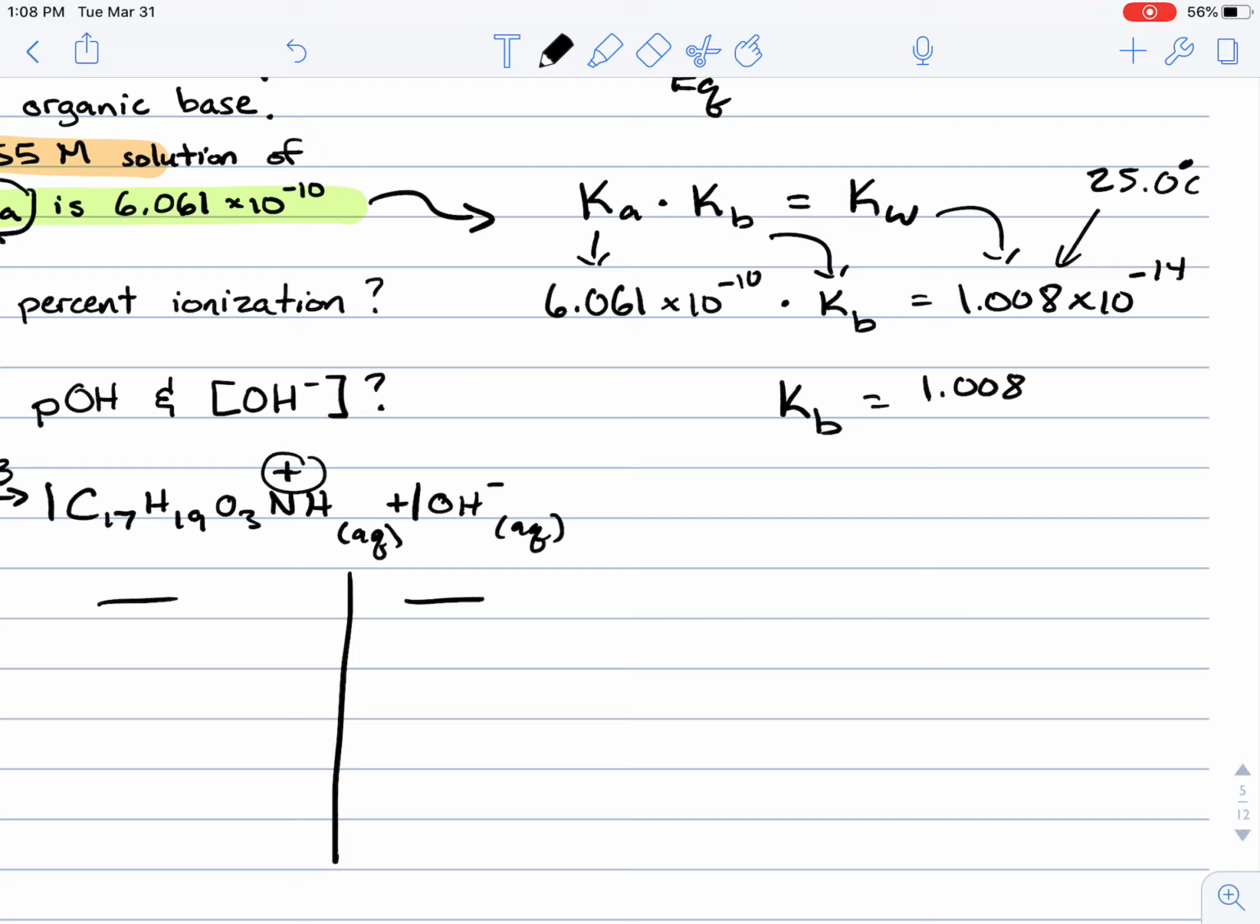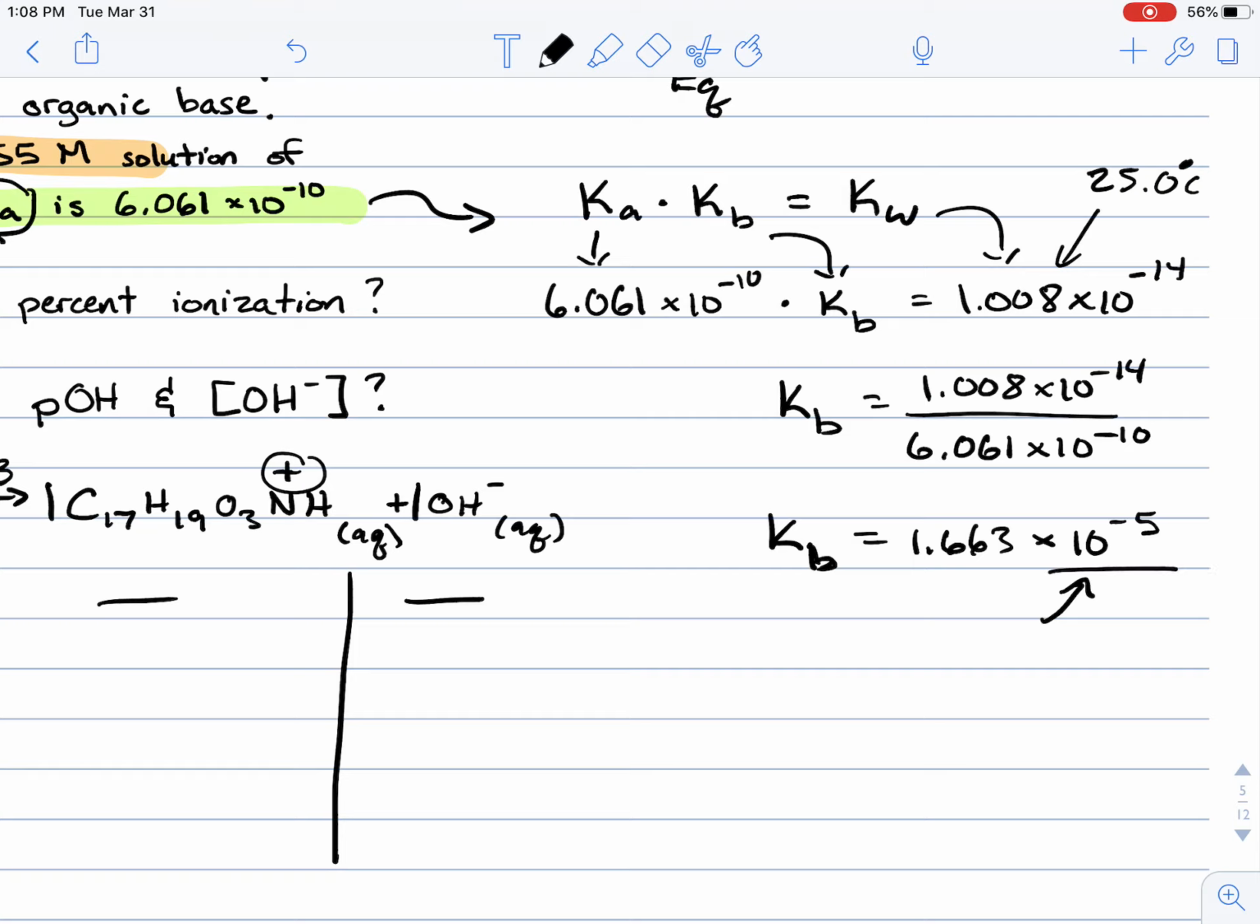So 1.008 times 10 to the negative 14 over 6.061 times 10 to the negative 10. If you plug that into your calculator, the value of Kb is 1.663 times 10 to the negative 5. Once again, our Kb is unitless. Now that we have the value for Kb, notice that the magnitude is times 10 to the negative 5, so that's far, far less than 1. We can conclude that morphine is a weak base.